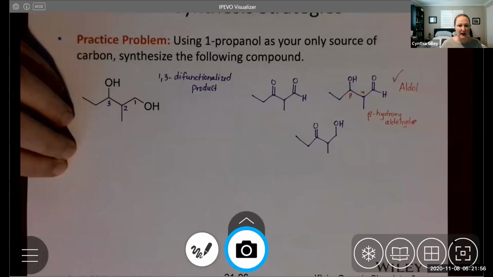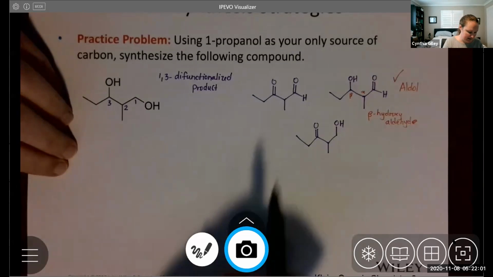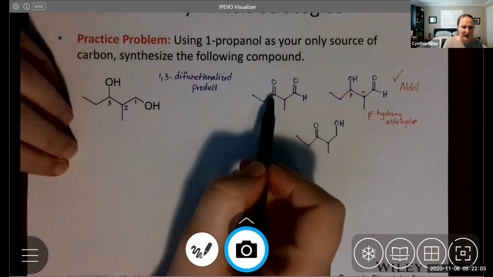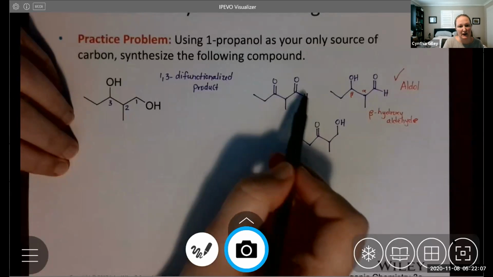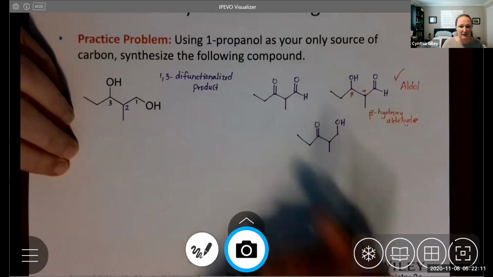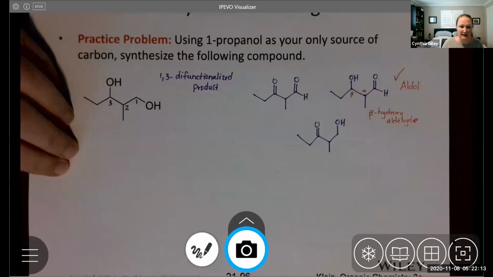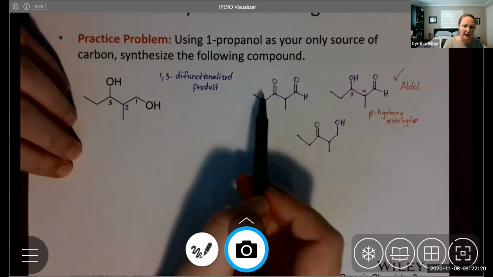So that's one possibility. The other possibility is this right now is a beta keto aldehyde, which I don't know how to make, but if this was an ester, then this would be a beta keto ester, right? And I could have possibly utilized a Claisen condensation. So that seems like more work to me, right?